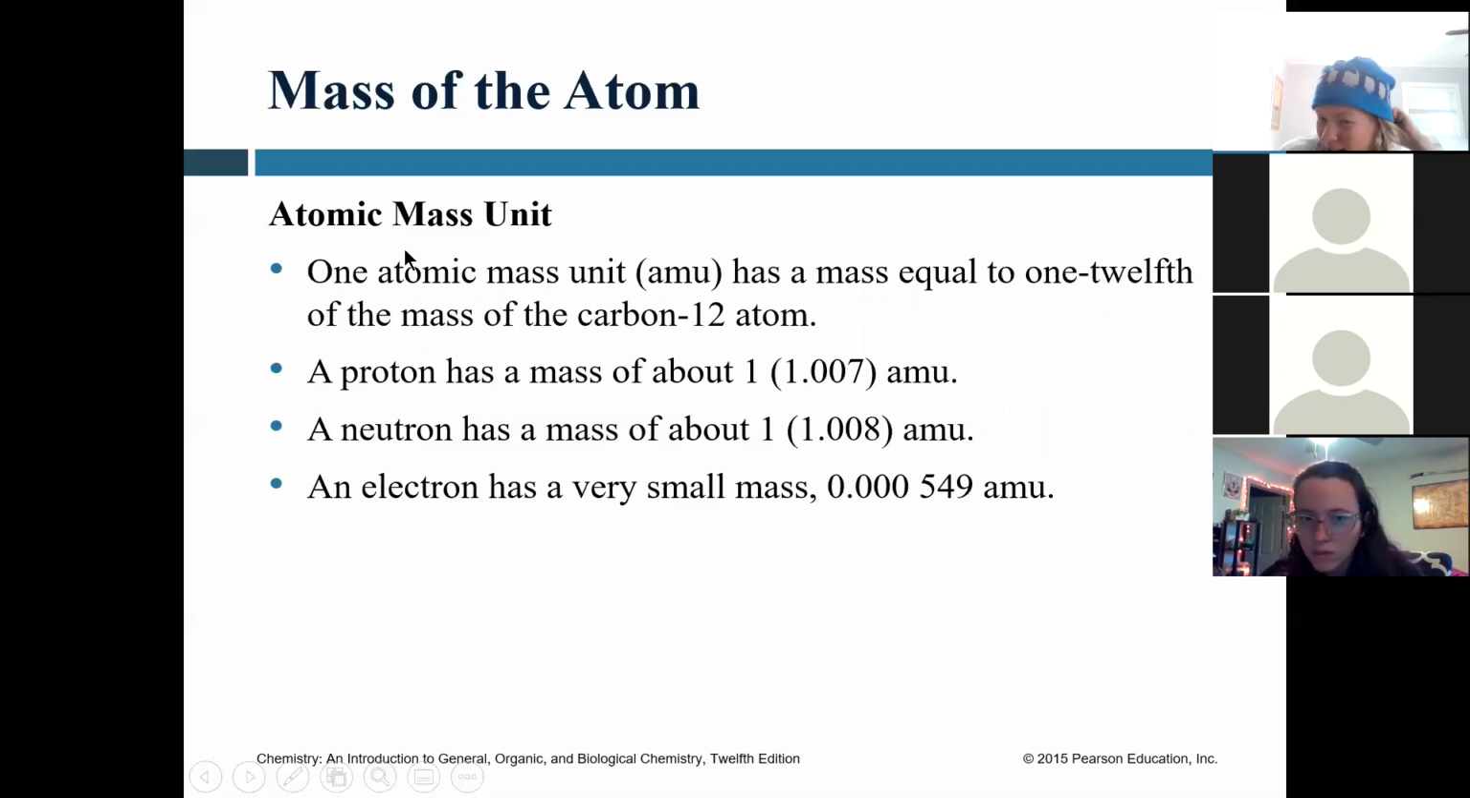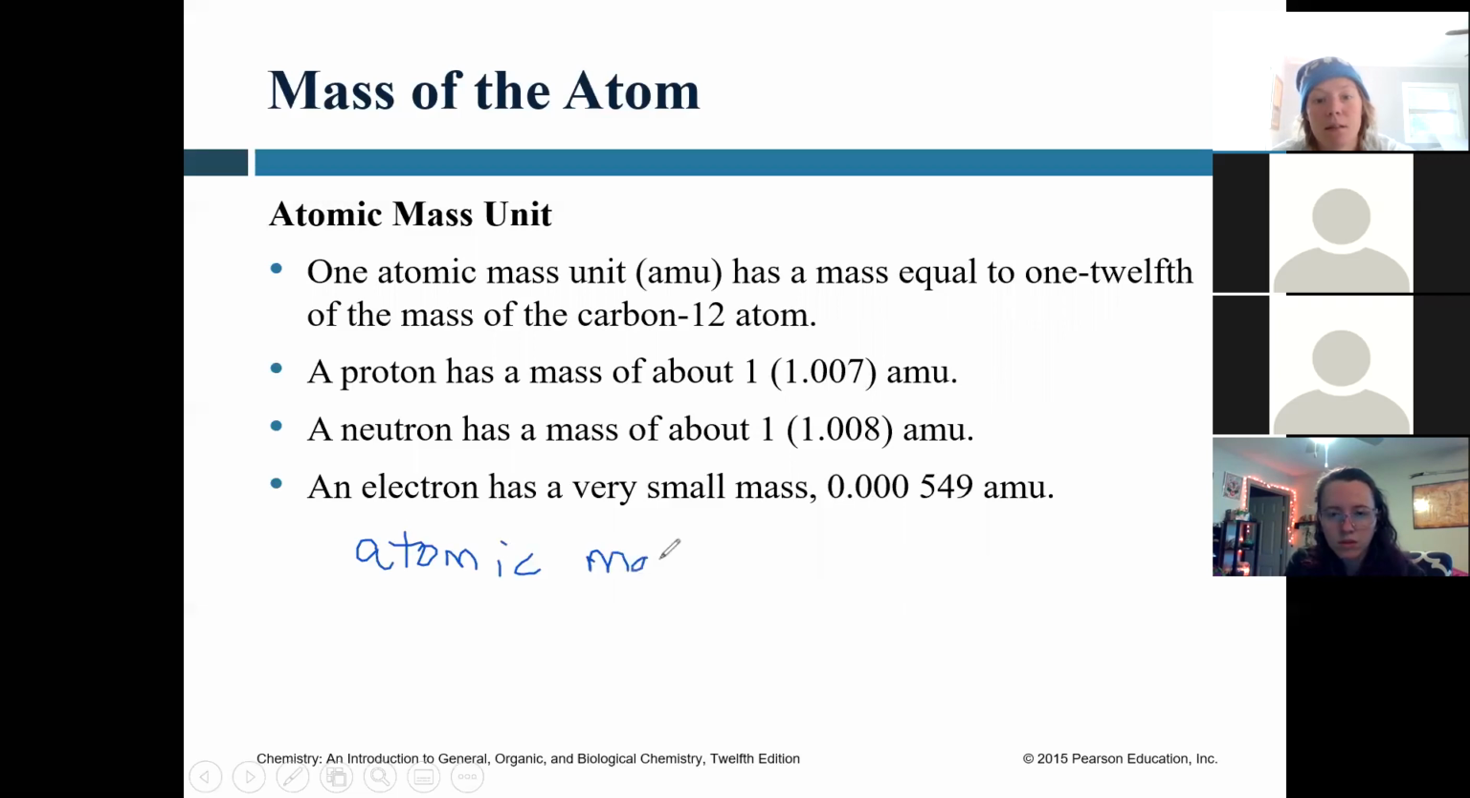So when I'm talking about the atomic mass of an atom, or how much mass it has, I'm really only talking about the mass of the protons plus the mass of the neutrons. And if you want, you can even write yourself a little equation that says the atomic mass is equal to protons plus neutrons. You don't see electrons in this atomic mass.